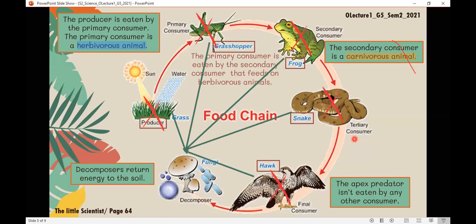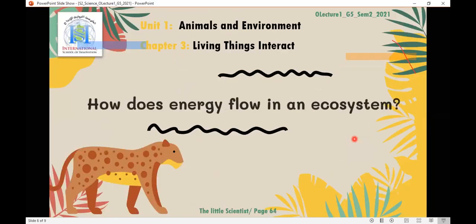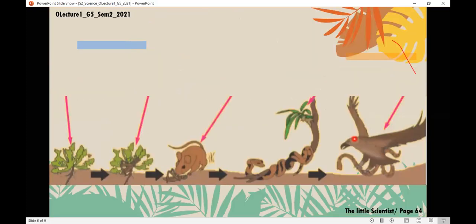Decomposers will decompose their bodies into minerals, and the minerals go back to the soil. How does energy move in an ecosystem? Let's read this food chain together.